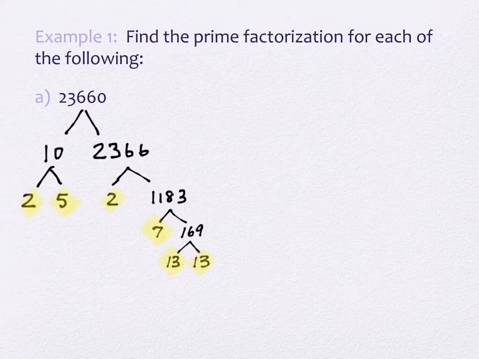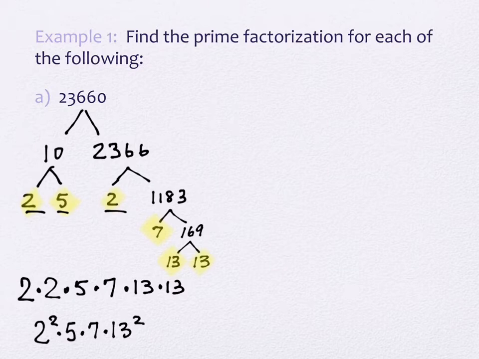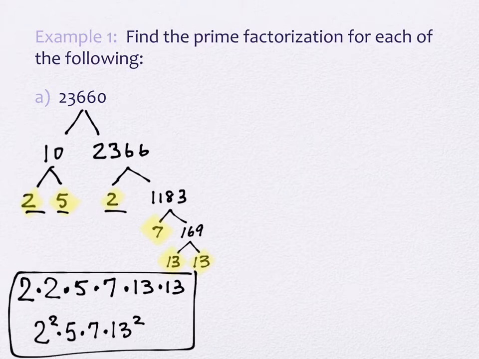So as we look at this prime factorization, we usually list them smallest to largest. So I have 2 2s. I have a 5. I have a 7, and then 2 13s. Or if you want to, you can write it as 2 squared times 5 times 7 times 13 squared. Either of those are acceptable options. Okay, so there's nothing wrong with that.